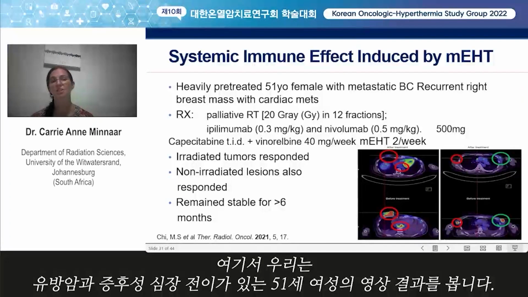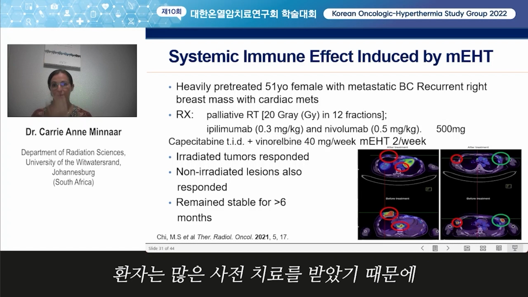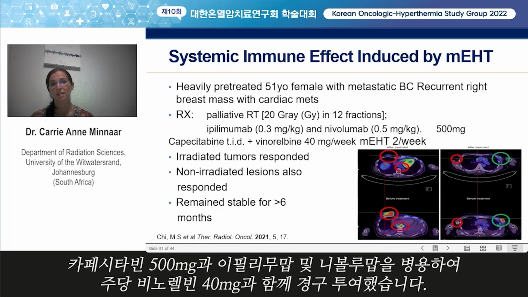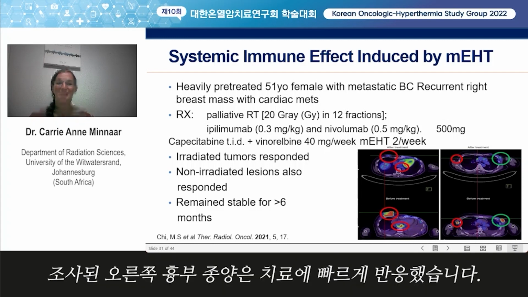Here we see the imaging results from a 51-year-old female with breast cancer and symptomatic cardiac metastases. The patient was heavily pre-treated and therefore was treated only with a course of palliative radiotherapy involving 20 grays and 12 fractions. 500 milligrams of capecitabine was administered orally along with 40 milligrams of vinorelbine per week, combined with ipilimumab and nivolumab. The irradiated right chest tumors responded rapidly to the treatment.